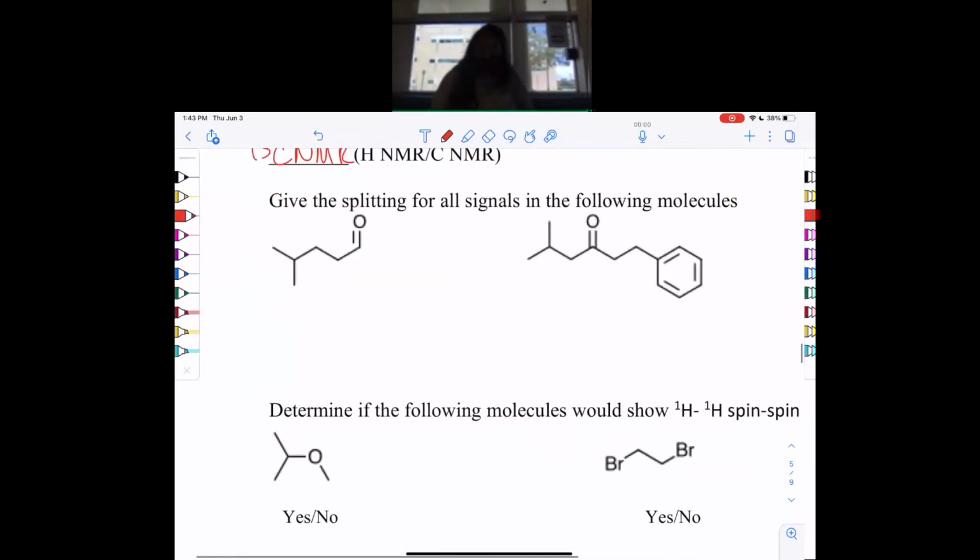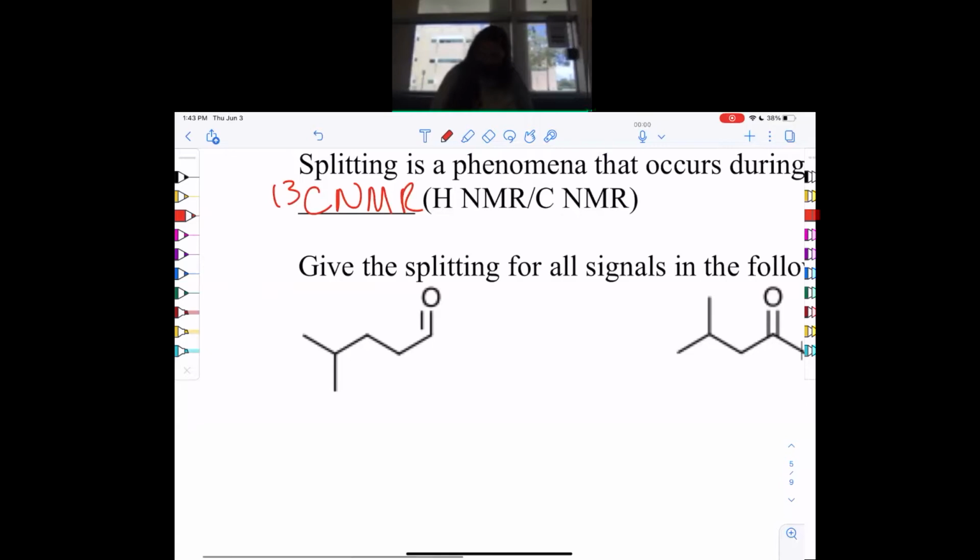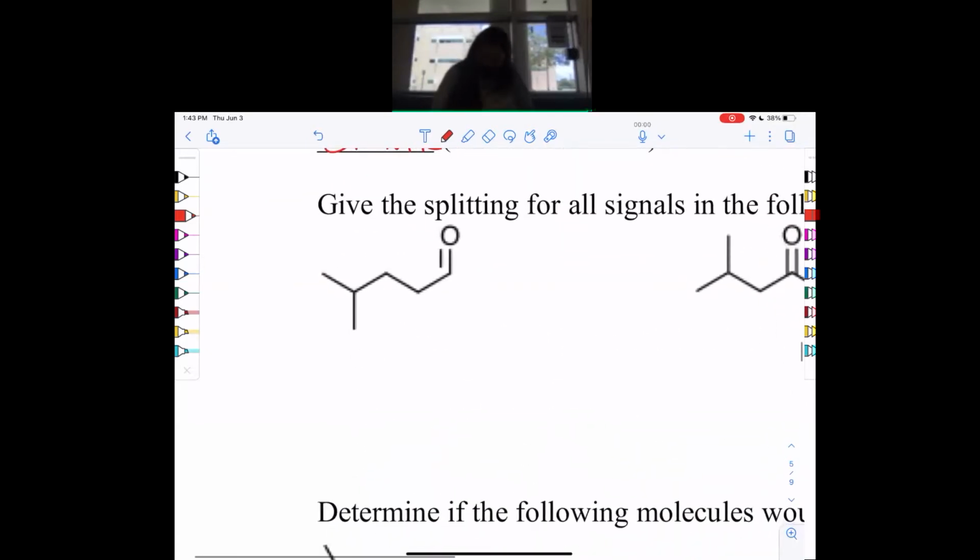So let's do this one. Sorry, my hand is kind of shaky. First, I want you to tell me what is the absolute first thing we think about when we do anything NMR related? Symmetry, cool. So do we have any symmetry? Yay or nay? I am still tricking some people. Good, okay.